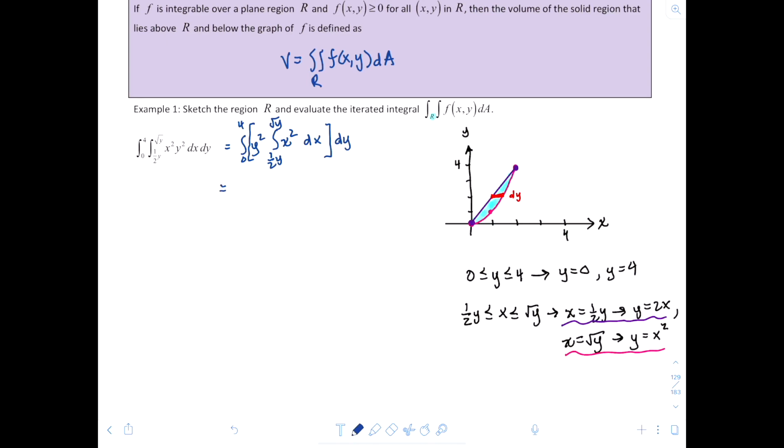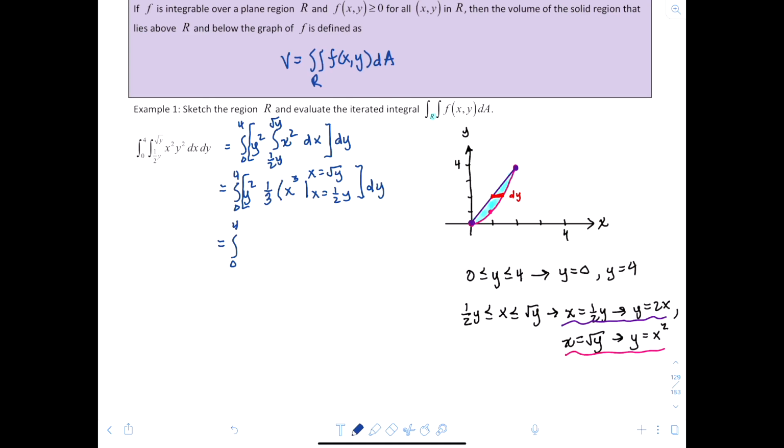So that'll give us the integral from 0 to 4 of y squared times 1/3, because it'll be x cubed over 3, 1/3 x cubed, where x is going from 1/2 y to root y. And then we're going to have to integrate this whole thing with respect to y. Cool so far?